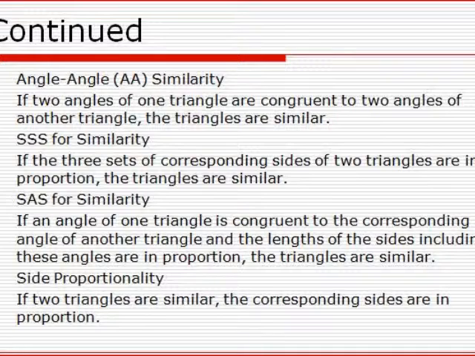Side-side-side for similarity. If the three sets of corresponding sides of two triangles are in proportion, the triangles are similar. Side-angle-side for similarity. If an angle of one triangle is congruent to the corresponding angle of another triangle, and the lengths of the sides including these angles are in proportion, the triangles are similar. And then we have side proportionality. If two angles are similar, the corresponding sides are in proportion.